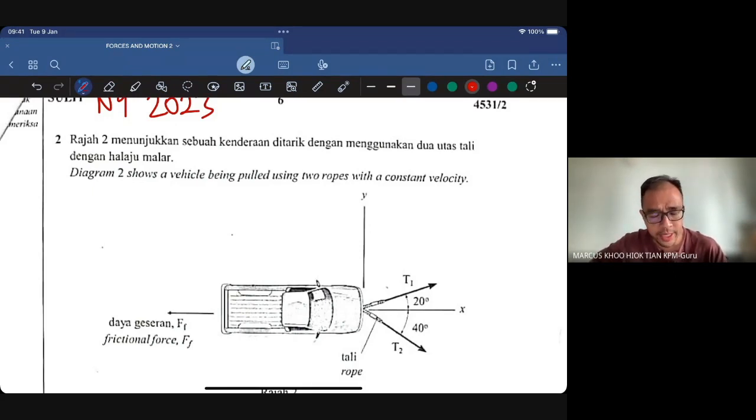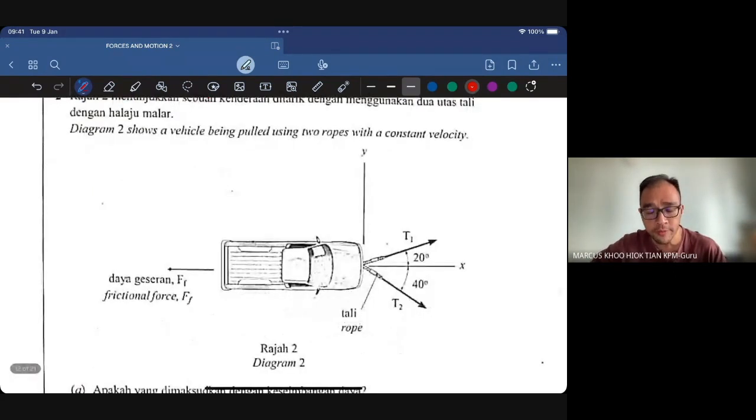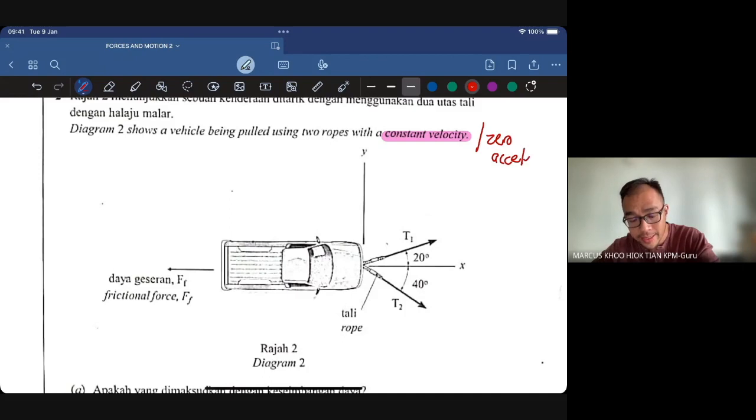Diagram 2 shows a vehicle being pulled by using 2 ropes with a constant velocity. This is a very important thing that I keep harping on: constant velocity means 0 acceleration. Now if it is 0 acceleration, it also means another thing: 0 acceleration means the resultant force is 0.